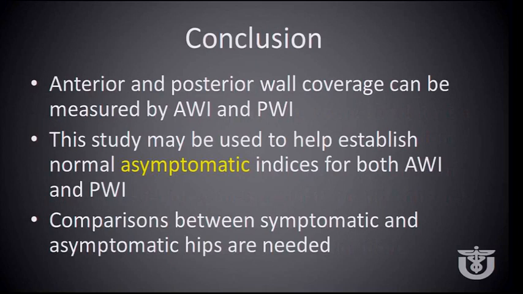So in conclusion, the anterior and posterior wall coverage can be measured with these indices. This type of work can help establish normal asymptomatic indices for both the anterior wall index and the posterior wall index, and clearly comparisons between symptomatic and asymptomatic hips going forward are still needed.